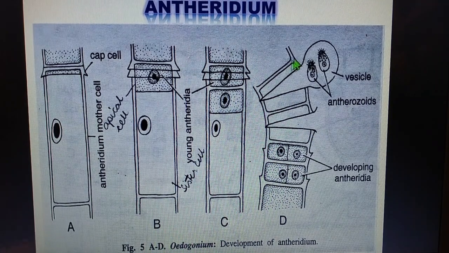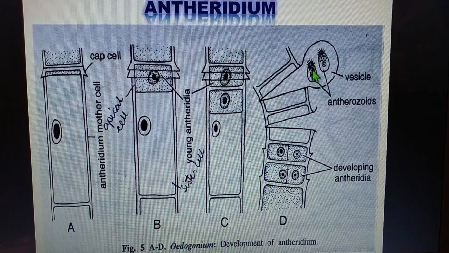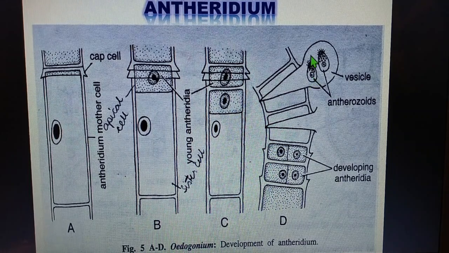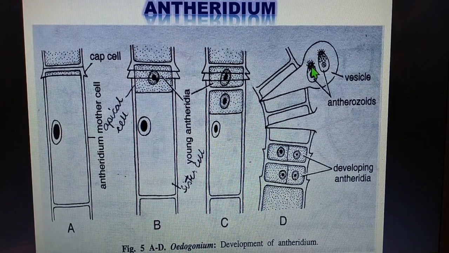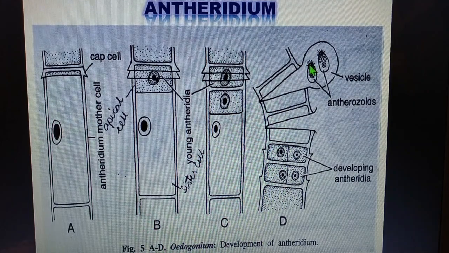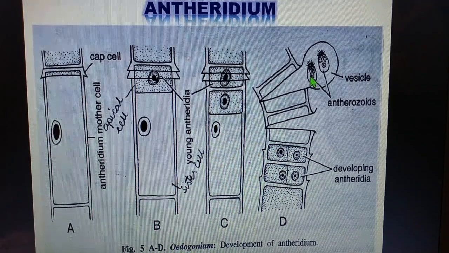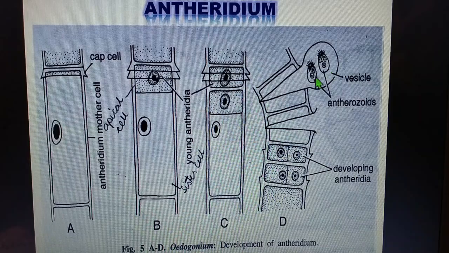Now the antherozoid, if you take a look at the antherozoid, it is unicellular, a single cell. Then it is uninucleate, it has only a single nucleus. And also you can see these black structures here, they are flagella, and so many flagella are present, so it is a multiflagellate structure. Unicellular, uninucleate, and multiflagellate. And if you take a look at the antherozoids here, they are similar to the zoospores.